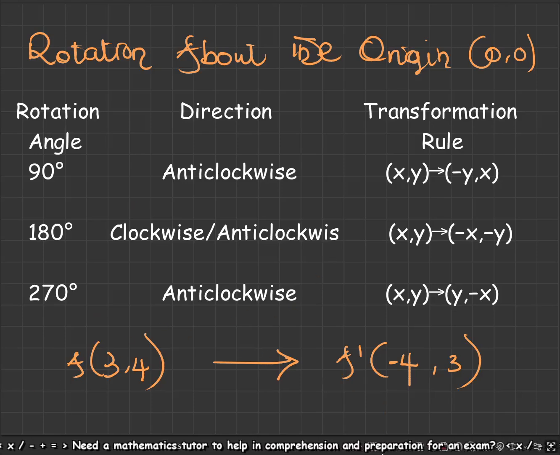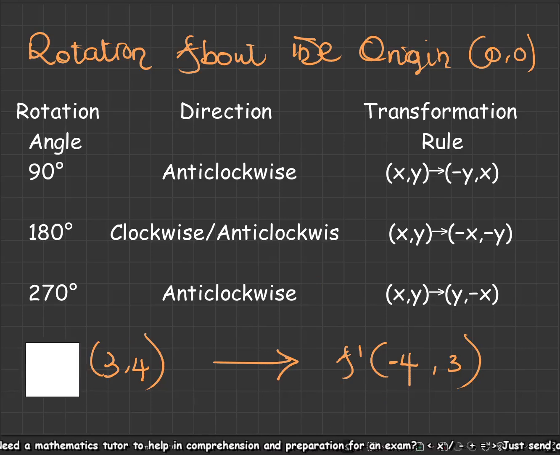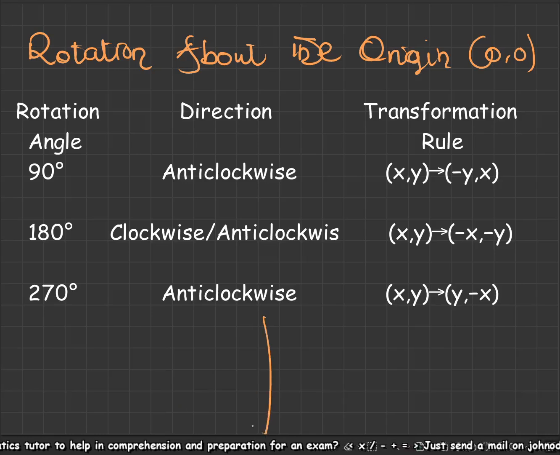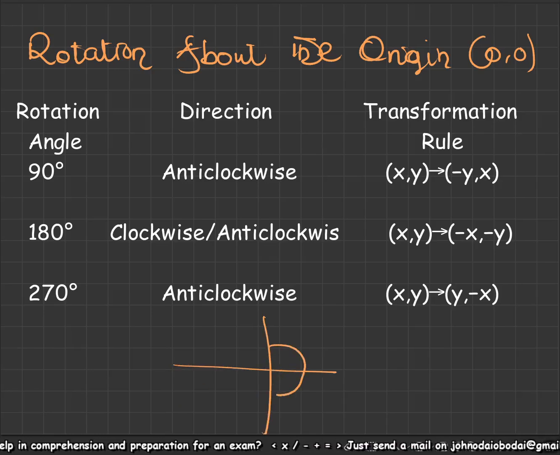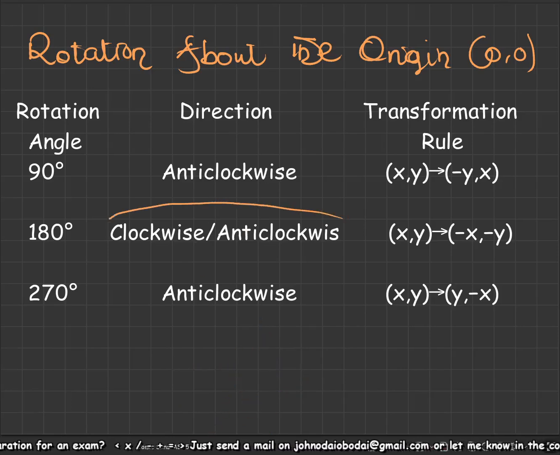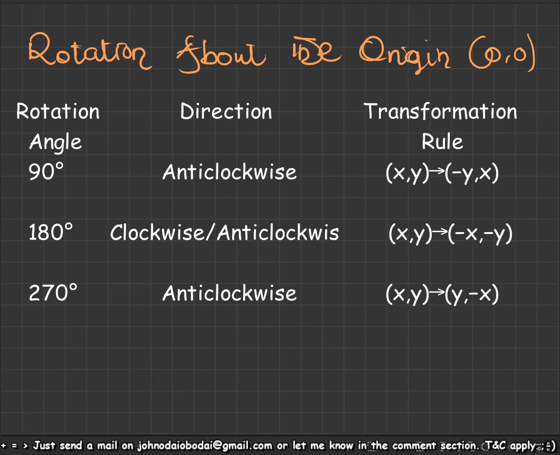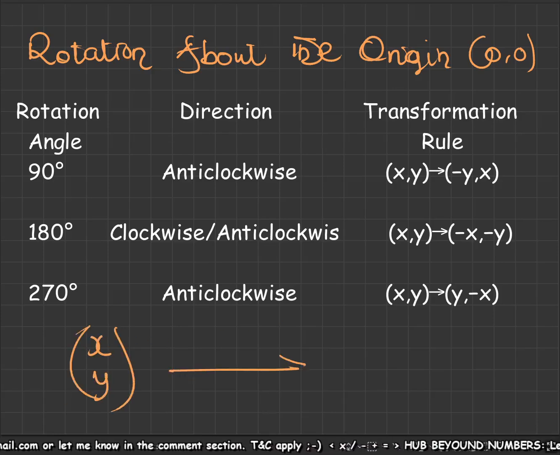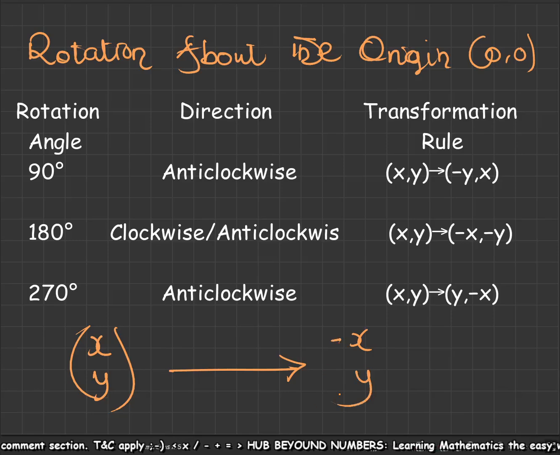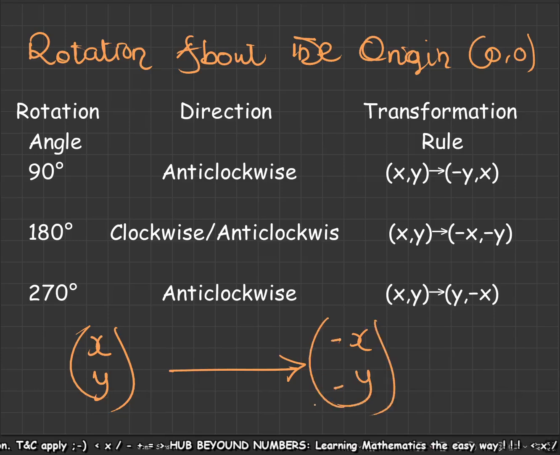Let's look at 180 clockwise. Now you should take note that on the Cartesian plane, 180 clockwise is the same as 180 anti-clockwise. That is why for the direction I have stated either clockwise or anti-clockwise. So if you have x, y, and you rotate it about 180 degrees, all you should do is negate both the x and y values. Negate the x value and then negate the y value.